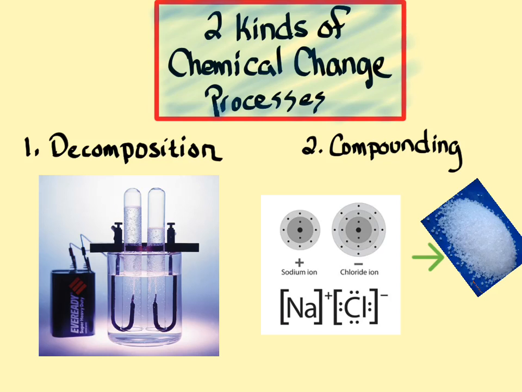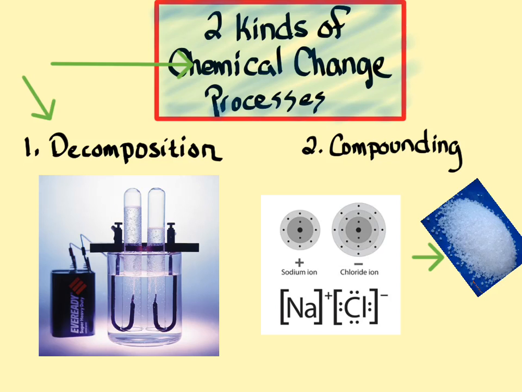There are basically two kinds of chemical change processes. Okay, so again, this is key. We're talking about chemical changes, and there are basically two types of processes that materials will go through in order to change chemically. The first one is called decomposition. When something decomposes, that means that it breaks down. It turns from one thing to more than one thing, or say two things into more than two things. So that's what decomposition is.